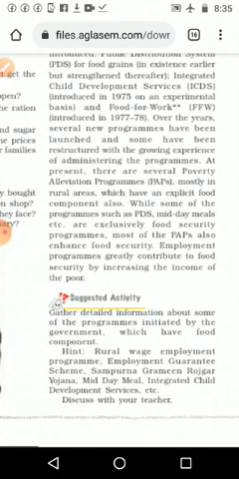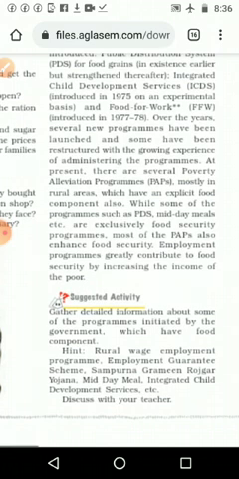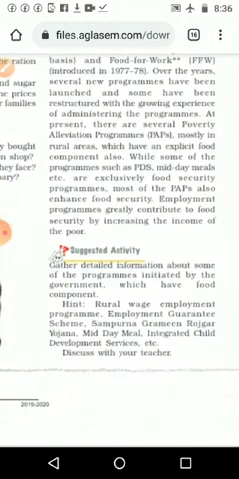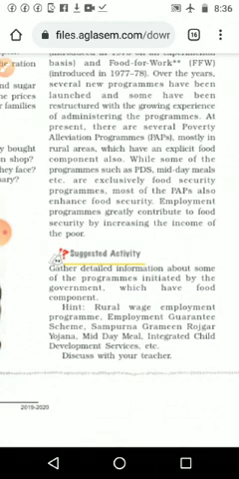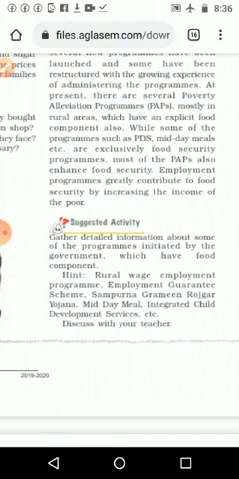Over the years, several new programs have been launched, and some have been restructured with the growing experience of administering the program. We start one program, and after experiencing some bad effects of that one, we make modifications. That is the common thing, not only in India, everywhere. At present, several poverty alleviation programs are there. What are poverty alleviation programs? PAPs. Please underline poverty alleviation programs. For what purpose? To solve the hunger problem or poverty problem or food insecurity problem.